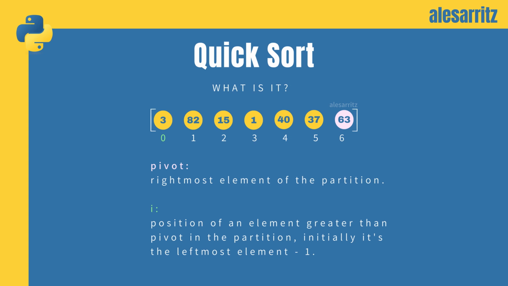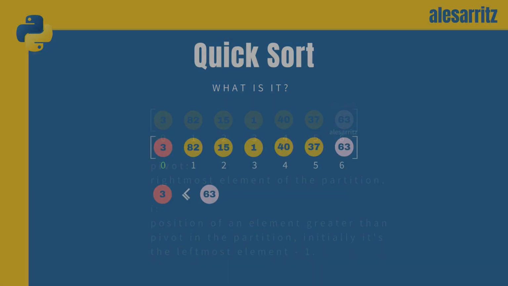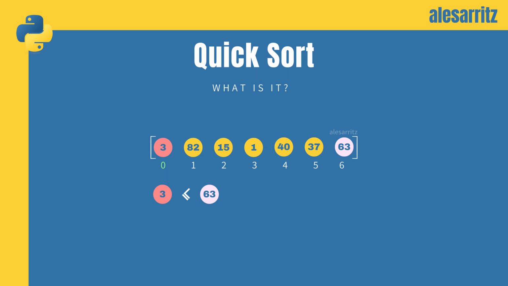When we process a partition, we need the two key elements: the pivot, that in our case will be the rightmost element of the partition, and the position I of an element greater than the pivot, which initially is the position of the leftmost element minus 1. Let's take this unordered array and see how quicksort works.